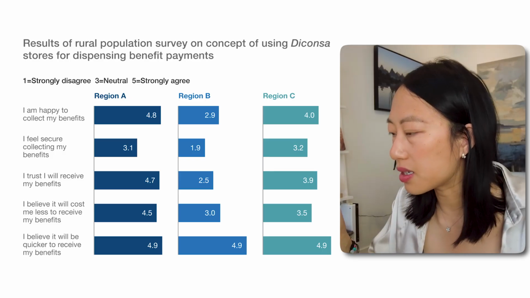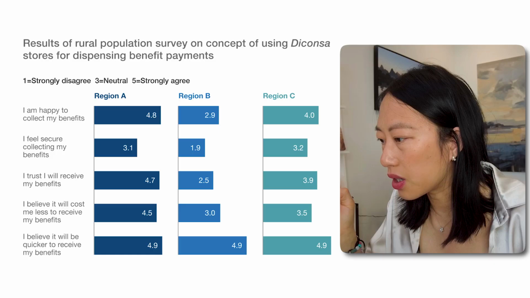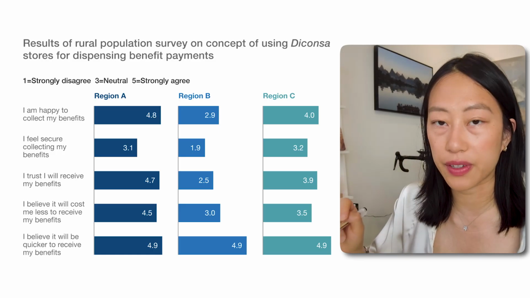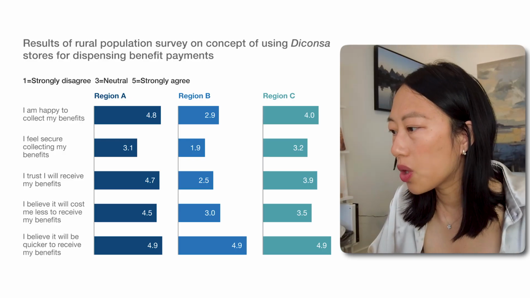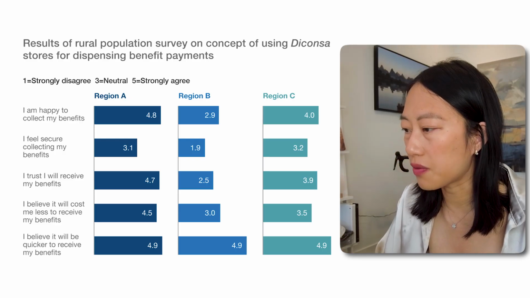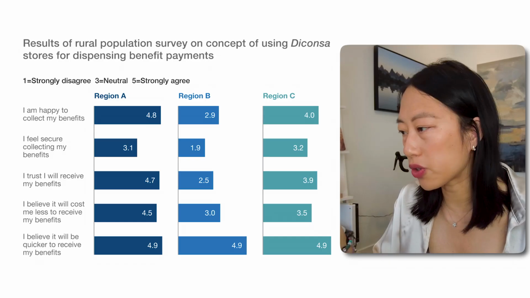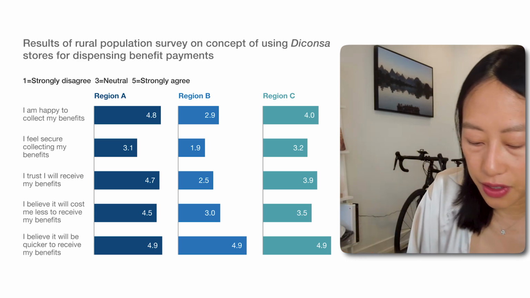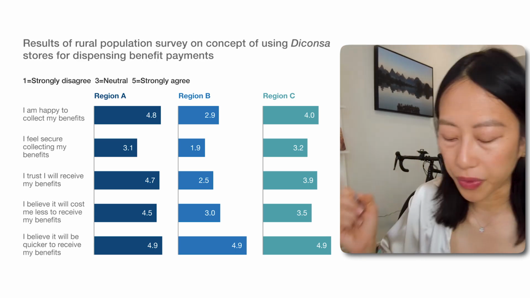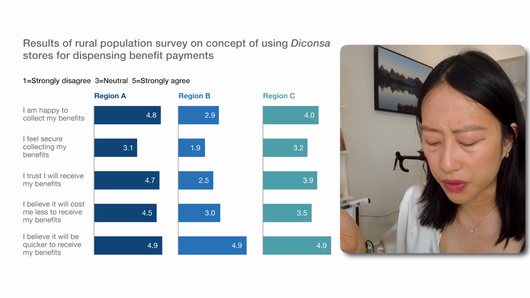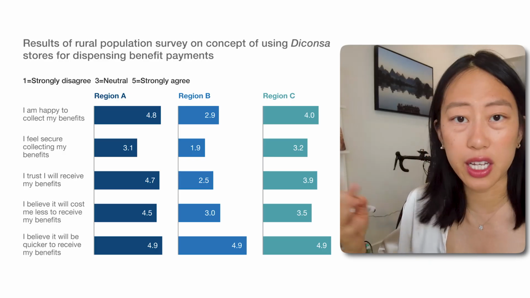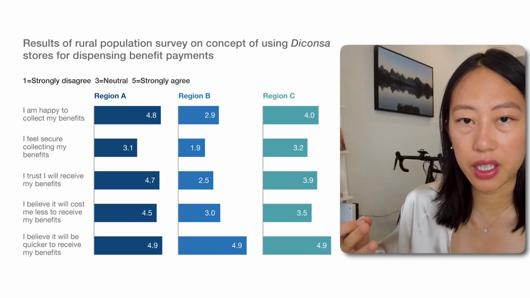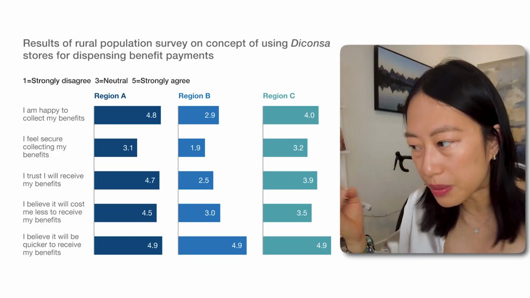What I'm looking at, kind of the key highlights here, is that everyone believes that it's going to be a lot quicker to receive the benefits, which is great. It saves them time. What's kind of interesting is, although it saves time, people don't necessarily, especially in Region B and C, believe that it will cost them less. So time saved doesn't equal money saved. Why is that? It's probably because maybe for some of the DeCosa stores, you still have to take a bus or whatever to get there. And maybe it's shorter, but it probably still costs you maybe the same amount of money.